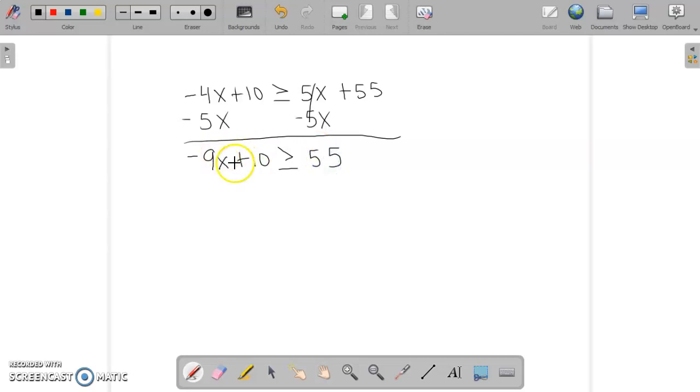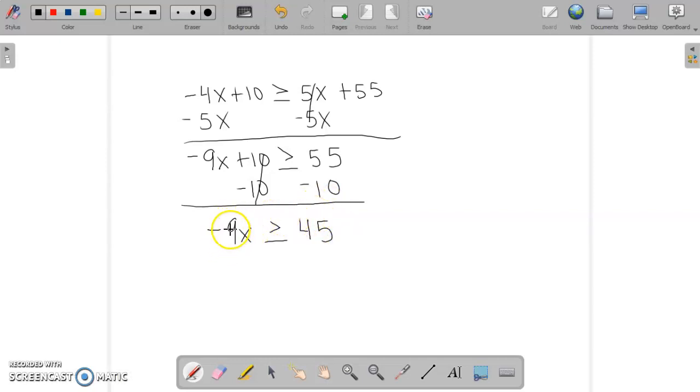So you have your x's together. Now we need to get our numbers together. So I got to move the plus 10 to the other side. Opposite of plus 10, minus 10. So here we go. This cancels. You are now left with negative 9x greater than or equal to 55 minus 10. That is 45. And then almost there, last step.